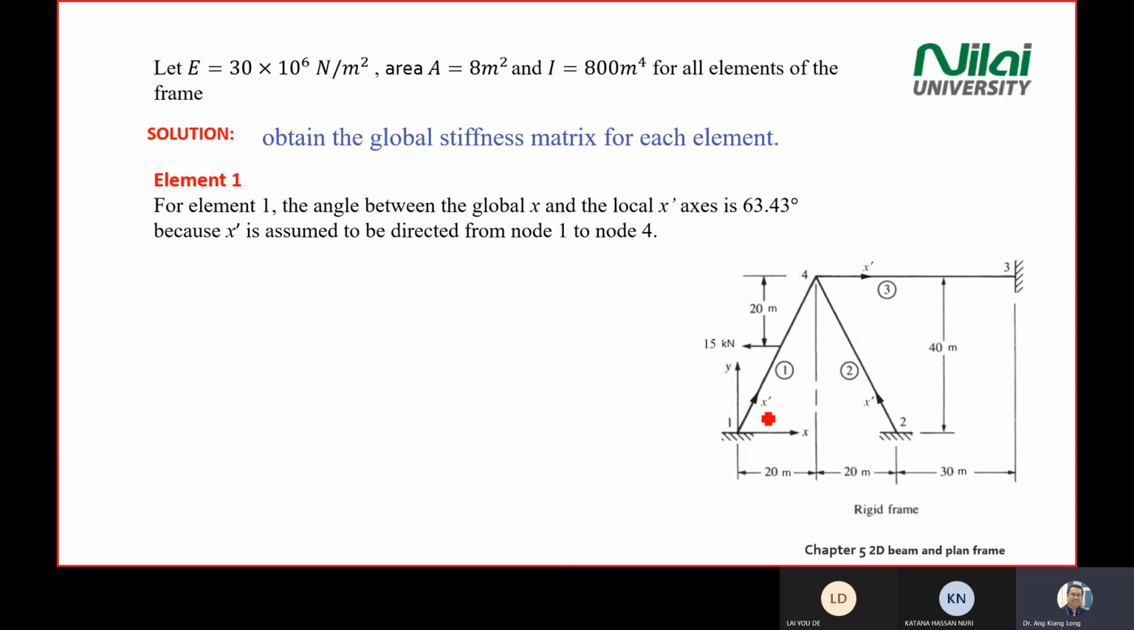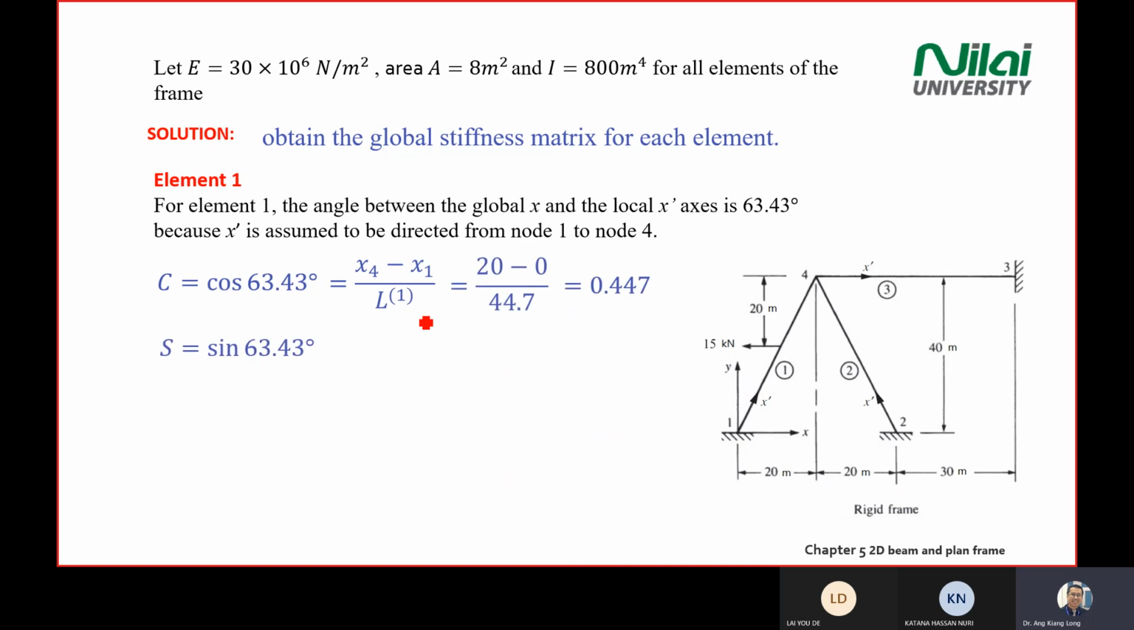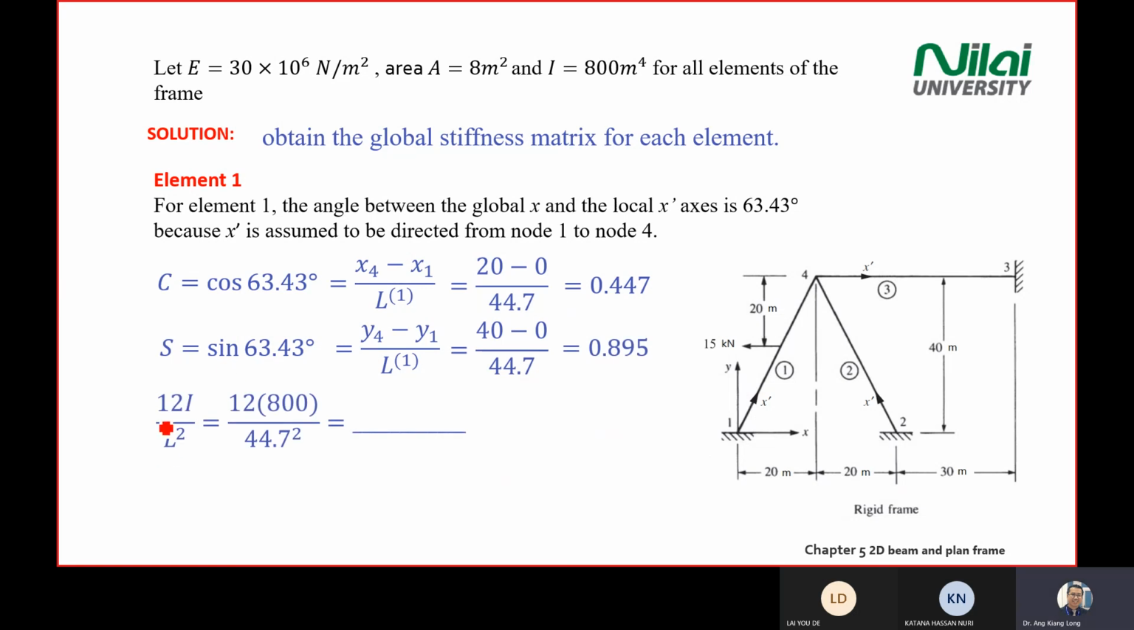After you find the angle, the first step for this kind of question is to find the angle. There are some marks for finding the angle. The angle is 63.43 for this example. Then you calculate the cos and sine value like the normal one, like what we covered in the previous example. Then after that, you find the constants that you need for the calculation.